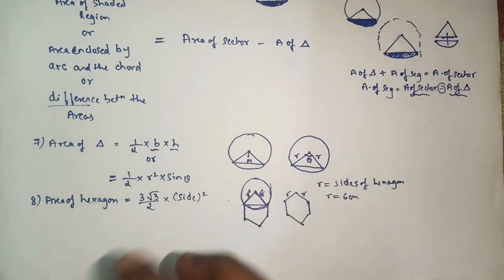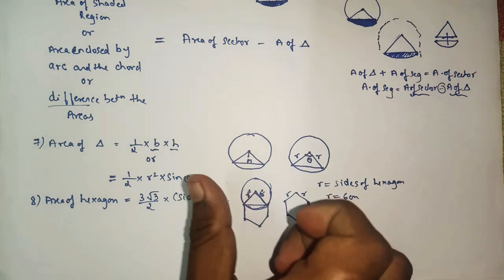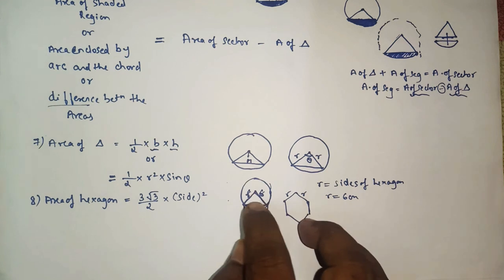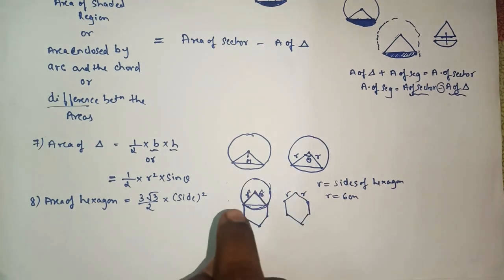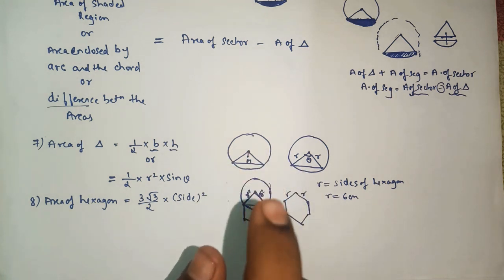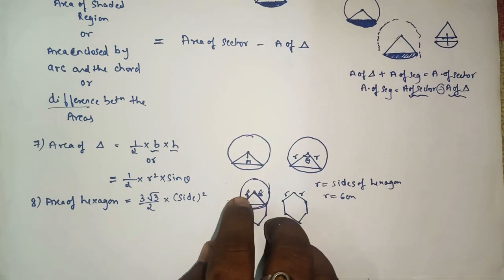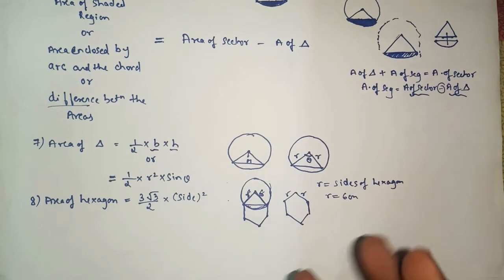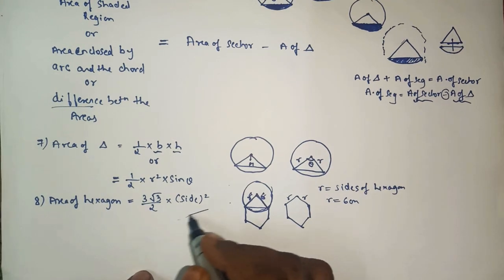Suppose you come across sums based on hexagon and this hexagon is attached to a circle, so R will be the radius for the circle. Indirectly or directly the radius will be for the circle, but the value will be for the sides of the hexagon also. So this radius will be equal to the sides of the hexagon indirectly. So area of hexagon is 3 root 3 upon 2 into side square. So that's the end of the concept for the second exercise.